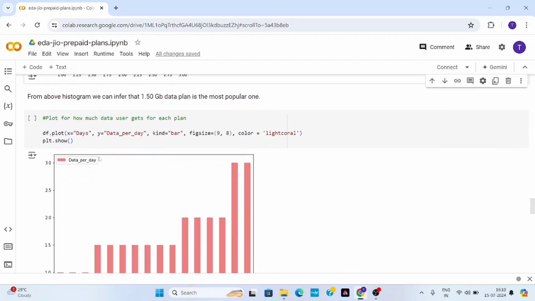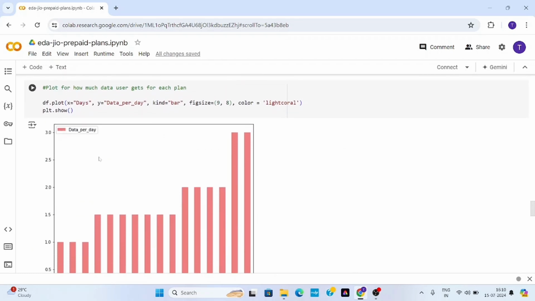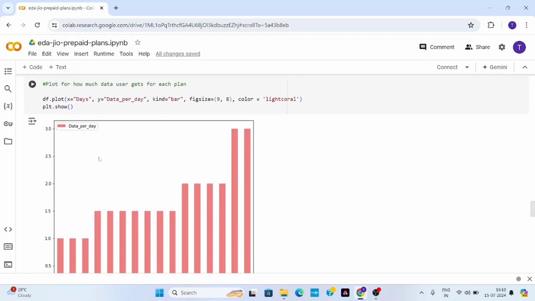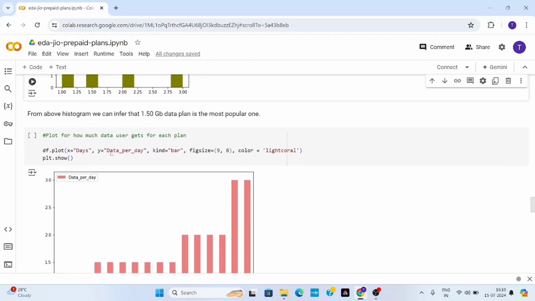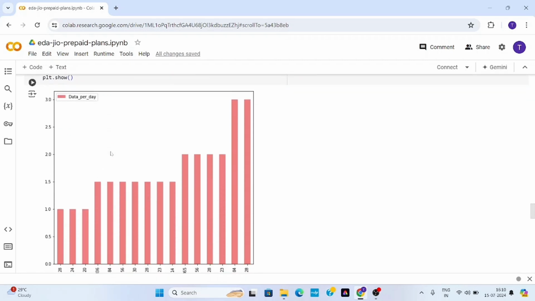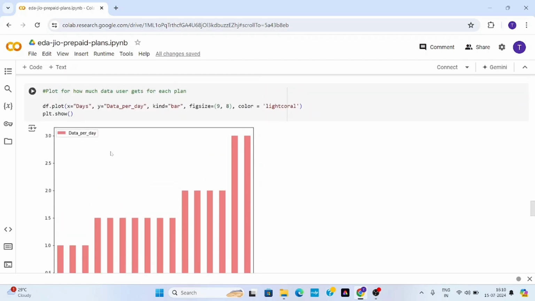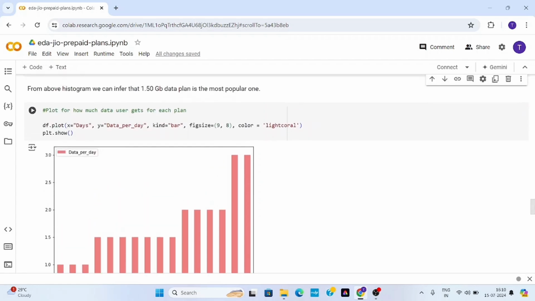Next, it is a plot for how many plans users get for each data-per-day value. I'm using df.plot with x equal to days and y equal to data per day, which means 1 GB, 2 GB, and the kind equal to bar, which provides us a bar chart. Figure size is to allocate the size, and the color equal to light pink.